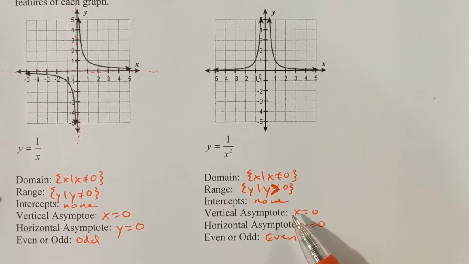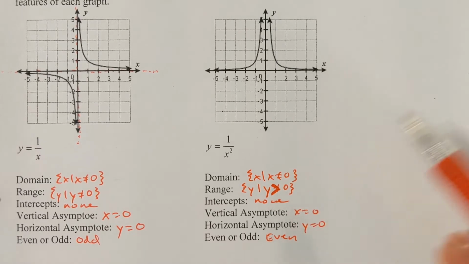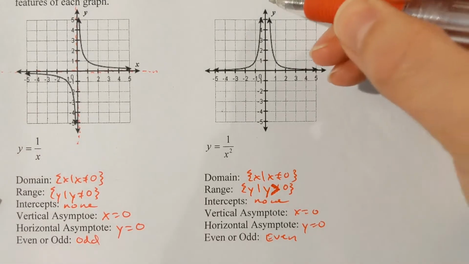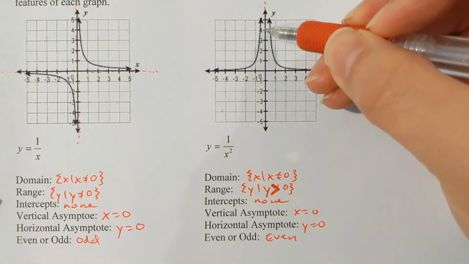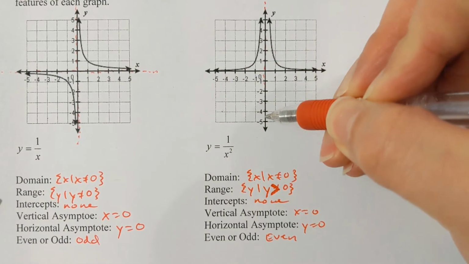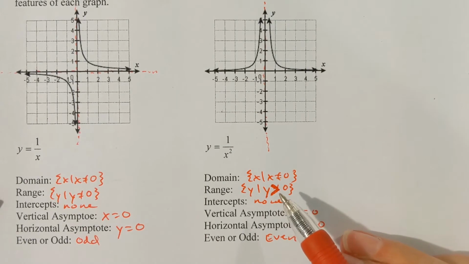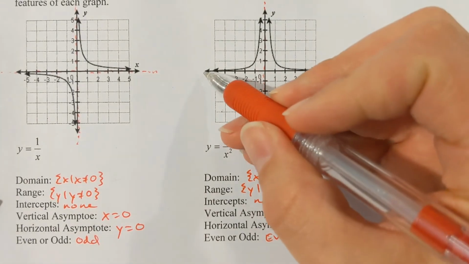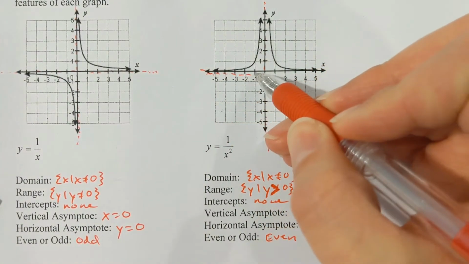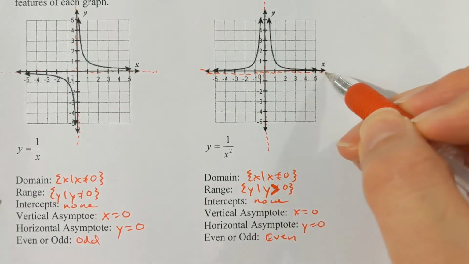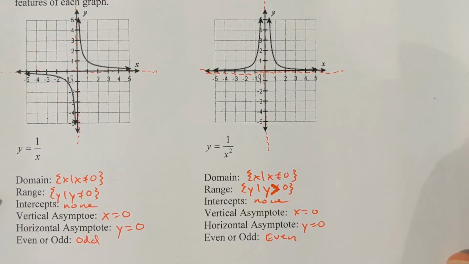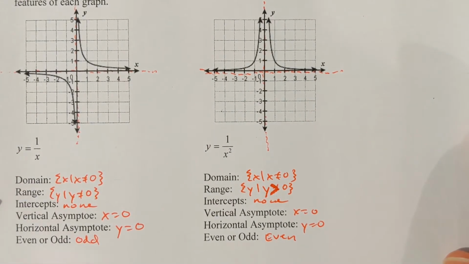So x can't be 0, we said. Therefore, there's going to be a vertical asymptote at x equals 0. Also, y can't be 0 either. And so there's going to be a horizontal asymptote at y equals 0. Again, represent the boundaries by using dotted lines there. Okay, so the curve is going to be approaching these boundaries, but it will never get there.